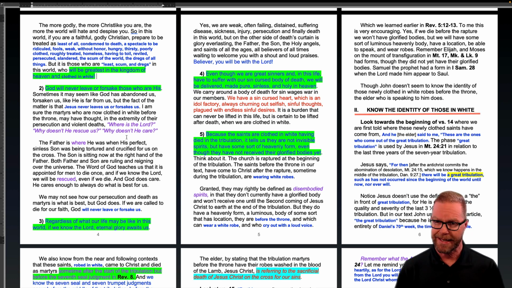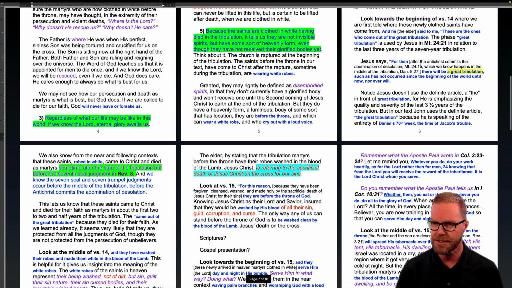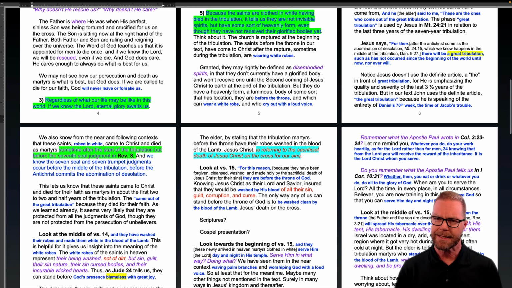Secondly, this is my second point, know the identity of those in white. And again, I'm not going to belabor this. I kind of spent more time on the first point. But notice how I just developed it. Sometimes when I'm reading a text, remember I told you that whenever the text is 12-point bold blue, I know I'm going to read it. And sometimes I put comments into the text as I read it.